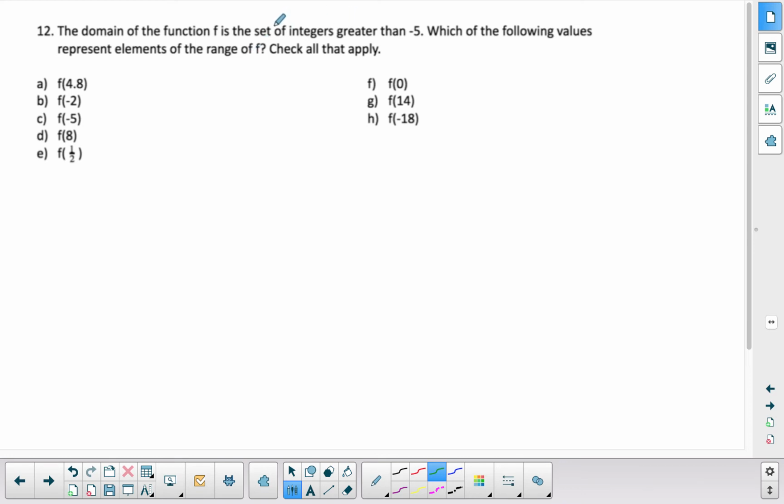So given that it's a set of integers greater than negative 5, we need it to be numbers that are greater than negative 5. So this is not greater than negative 5. We can cross that out. This is not greater than negative 5. We can cross that out. We also need it to be integers. So this is not an integer, nor is this an integer. I think what we're left with is just negative 2, 8, 0, and 14.